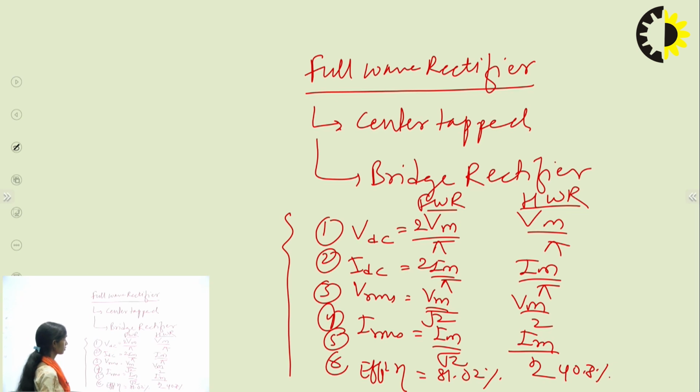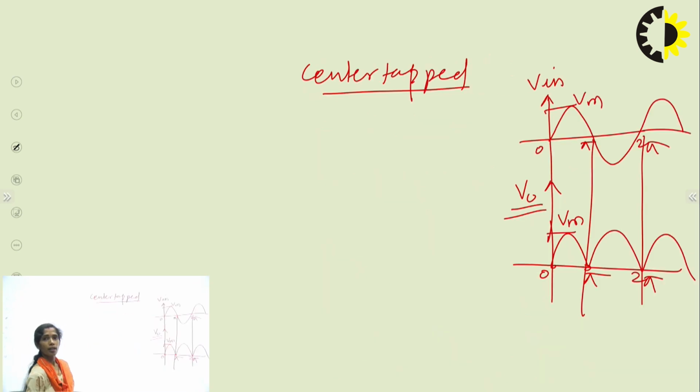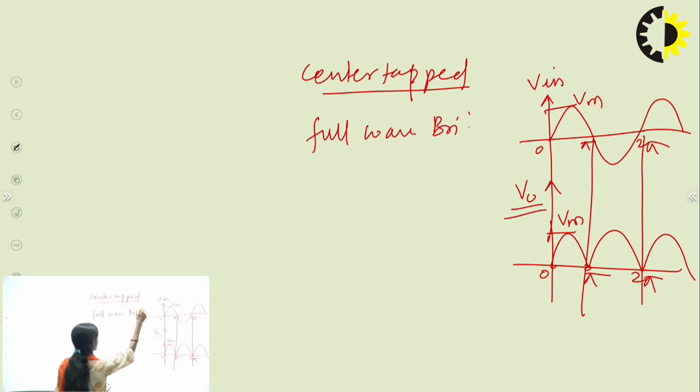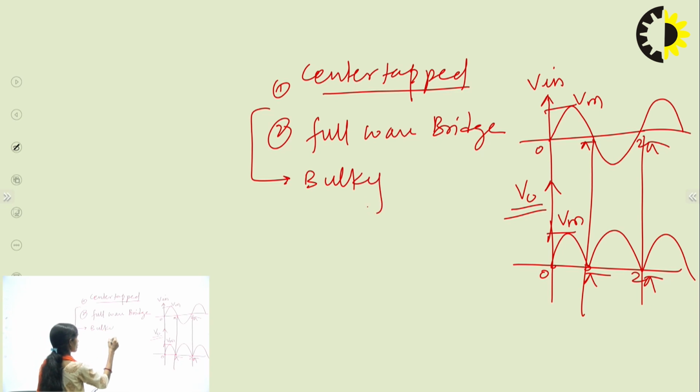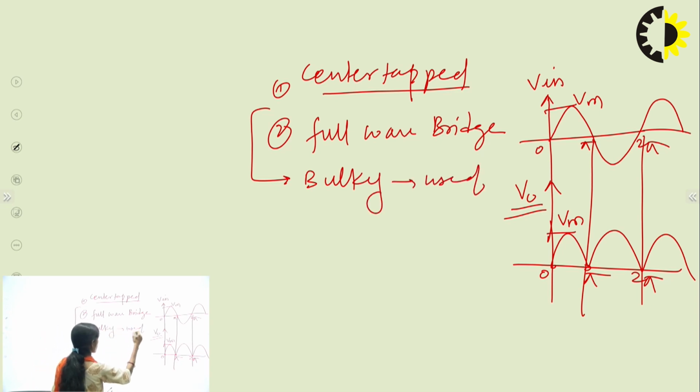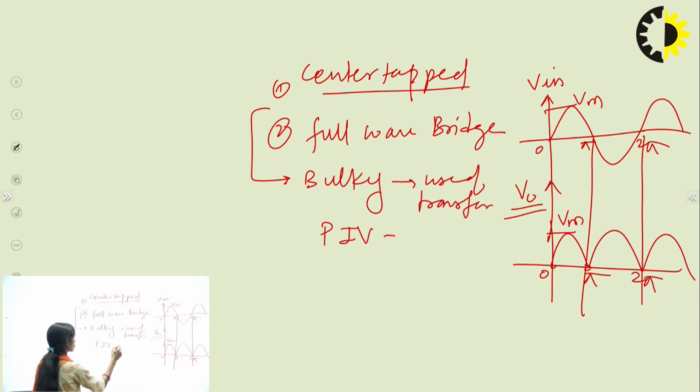Now next we are going to talk about the center tap rectifier and the full wave bridge rectifier. They can also differ in certain parameters. The center tap rectifier is bulky in nature, using a transformer, and it has a peak inverse voltage of 2Vm. That means it is not reliable for a longer period of time.